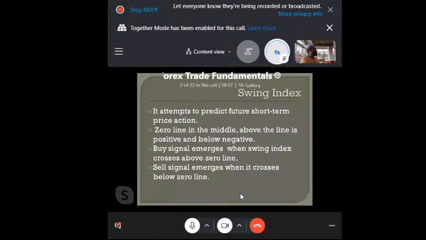Swing index will give you a buy signal when it crosses above the zero line, going into positive. Sell signal is shown when it crosses the zero line going into negative. That one is straightforward. As soon as it enters positive, you have a buy. As soon as it enters negative, you have a sell. Next slide.